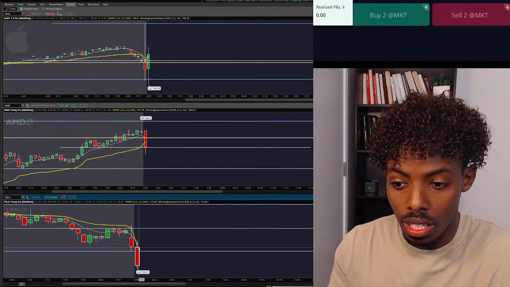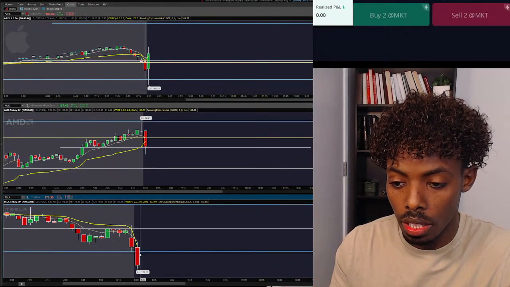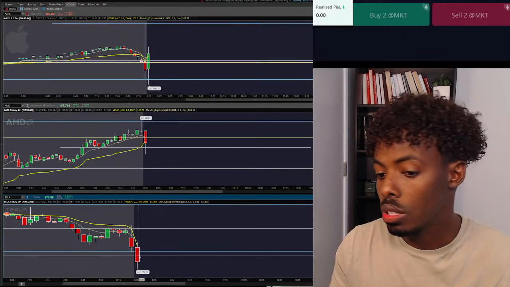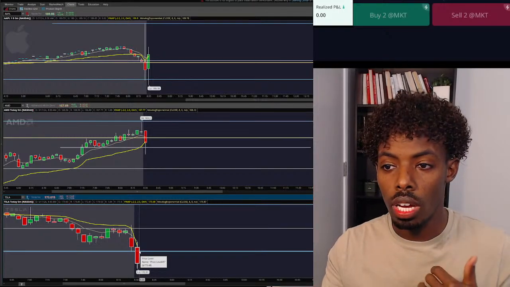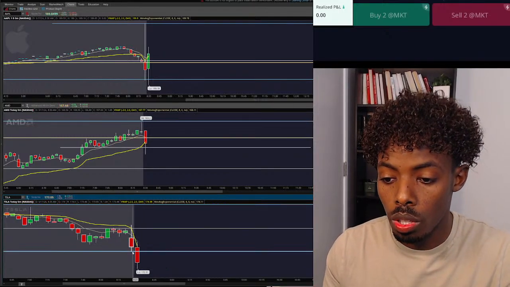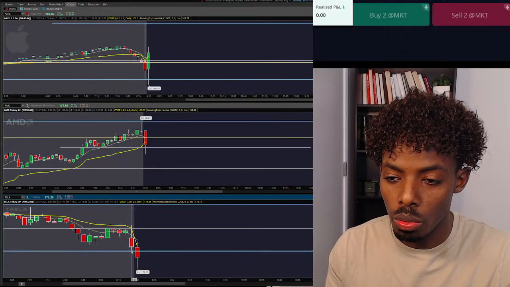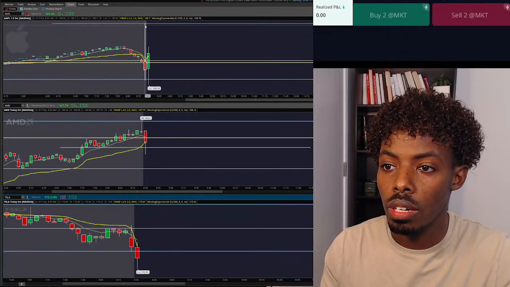Right now, Tesla saying goodbye. It's breaking its previous day low. It's just probably going to continue going down. We don't know, but that's not a strategy, right? We could not have traded this put. Why is that? Because we don't have a major wick as Apple does, right?